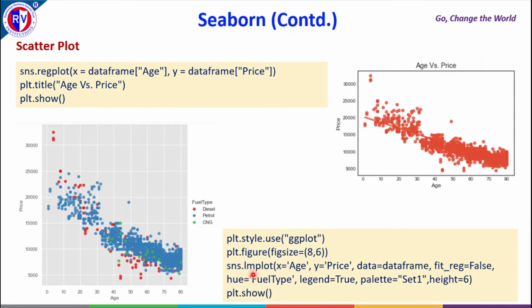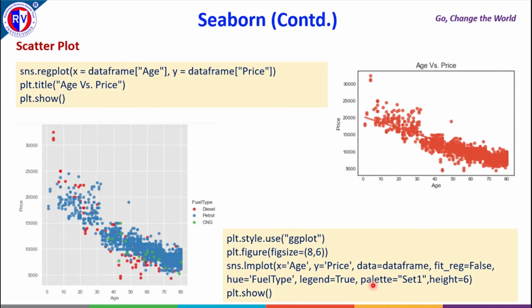And next we have one more attribute called hue. Here hue is equal to fuel type, which means that we are going to segregate the data based on the fuel type with different colors. And next we have legend equal to true. If you put legend equal to false, you are not going to get this data, that is fuel type equal to diesel, petrol, CNG. Since legend is equal to true, you are getting these values.